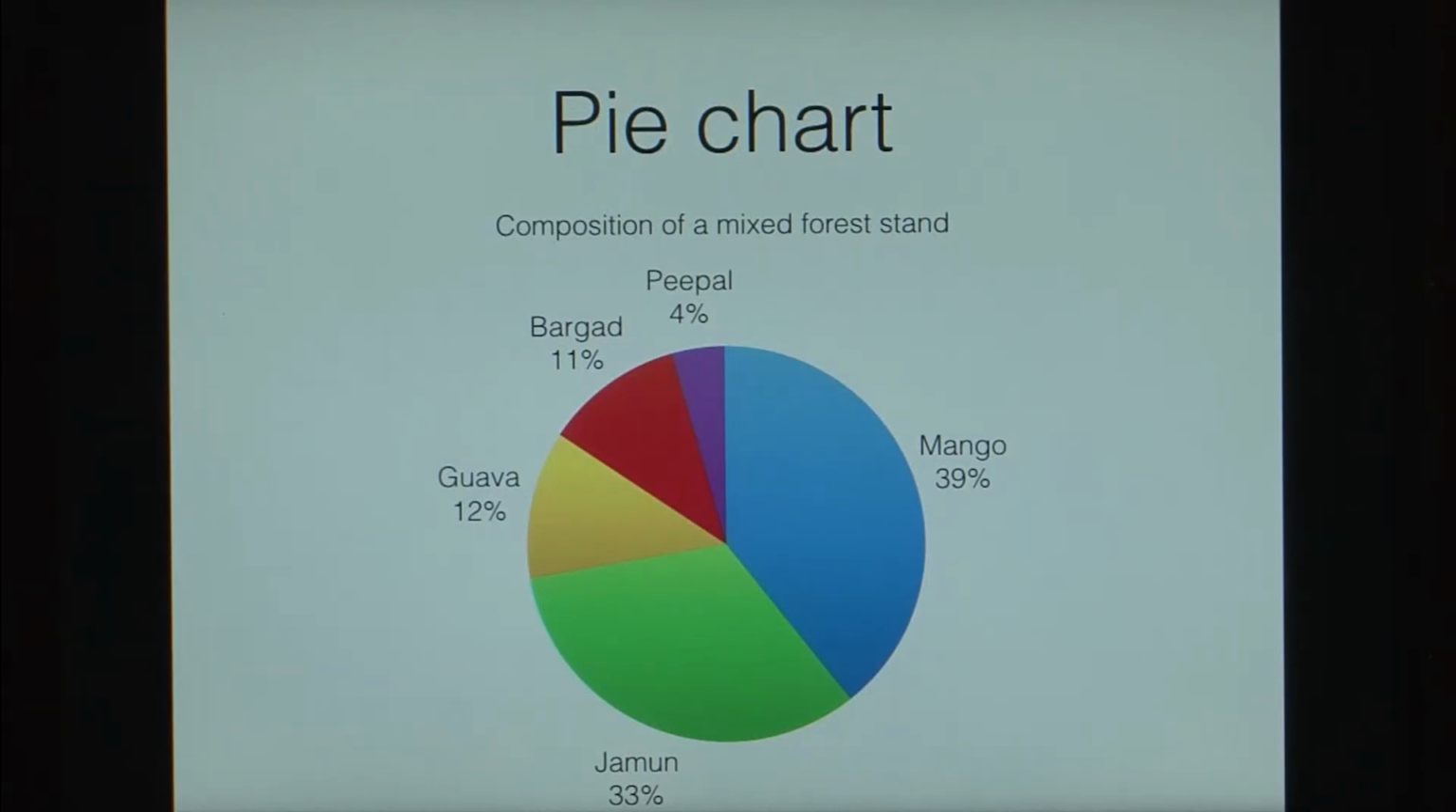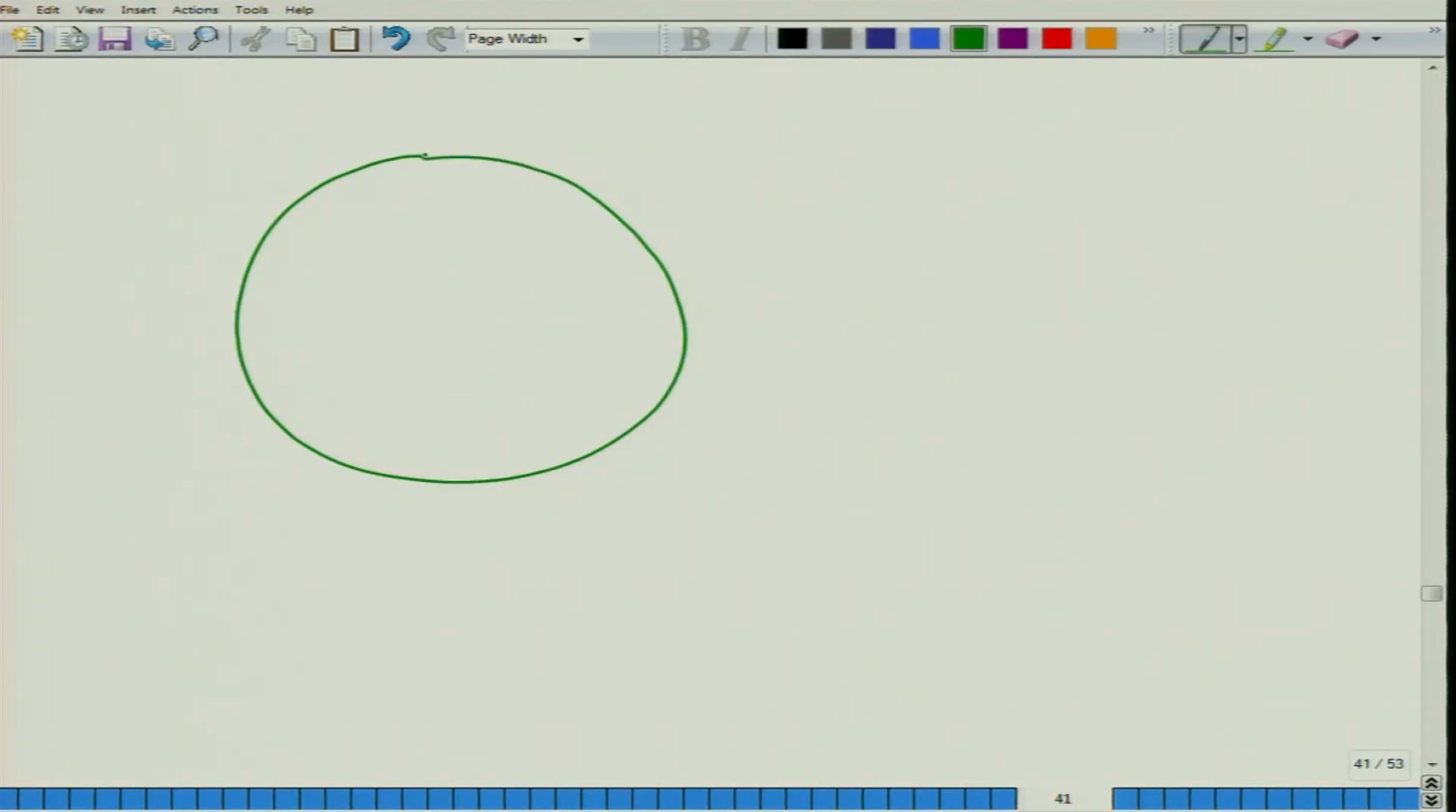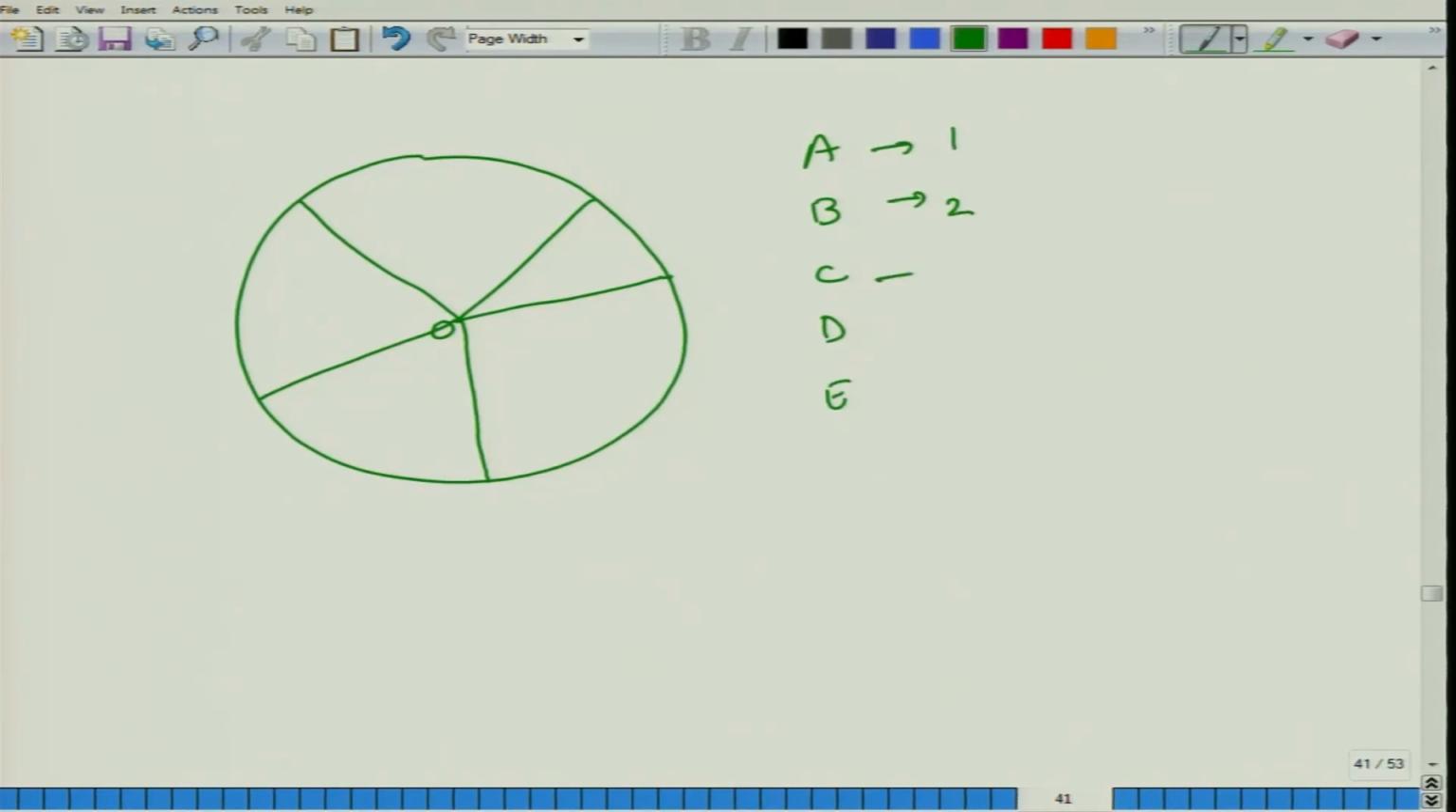So, how do we make a pie chart? A pie chart consists of a circle with a center O, and it is divided into a number of wedges. Suppose we had 5 different data values, data values A, B, C, D and E, and the values were say 1, 2, 4, 5 and say 3.